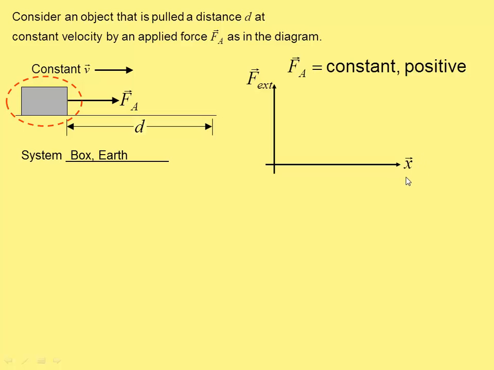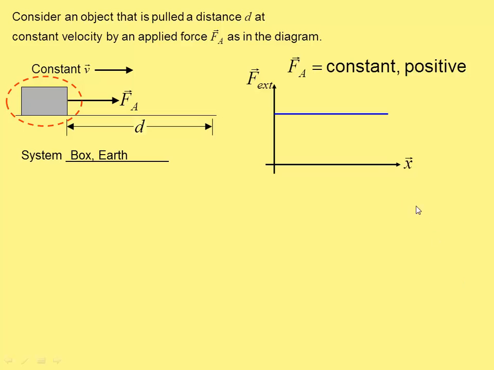Remember, x is position. It's a vector graph, right? Since the applied external force is constant, that means the graph is going to be horizontal. Right? Means it doesn't change. And it's positive, so it's above the position axis. So this is what the graph would look like.